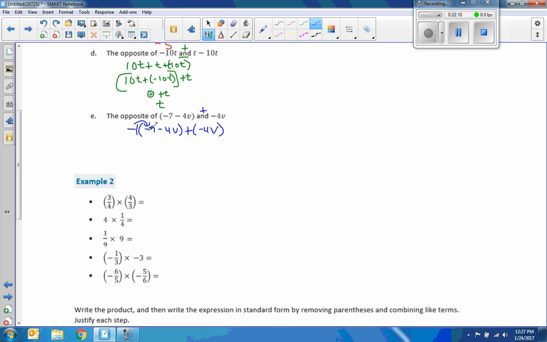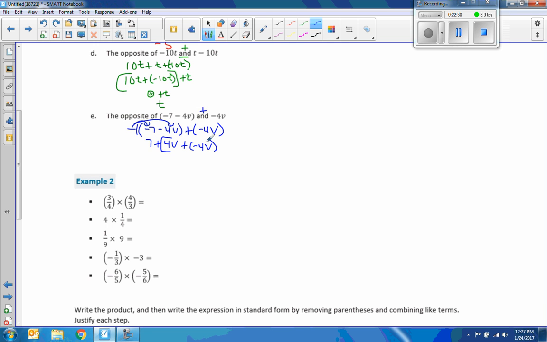A negative times a negative is positive. 1 times 7 is 7. A negative times a negative is positive. 1 times 4v is 4v. That's a multiplicative identity. Okay? And then I'm going to have plus a negative 4v.